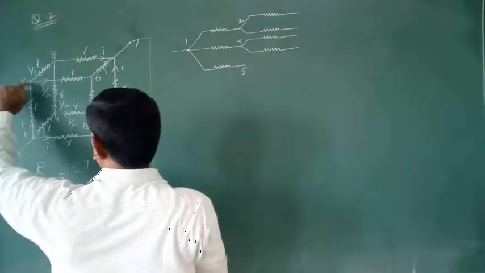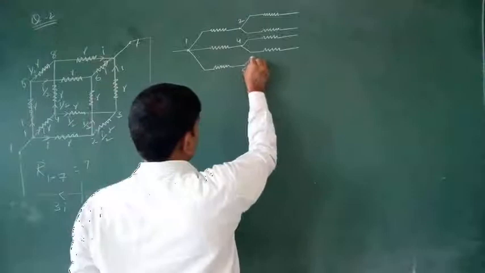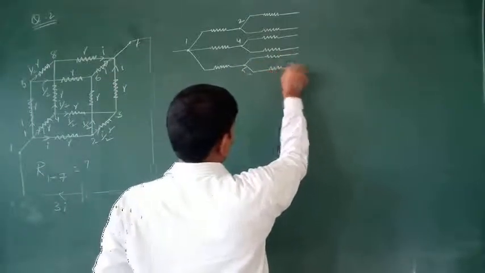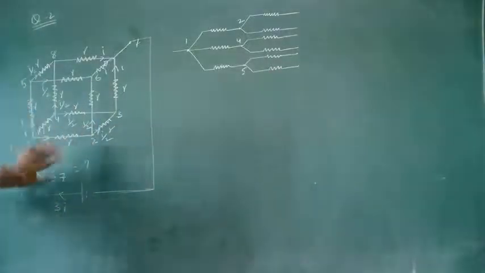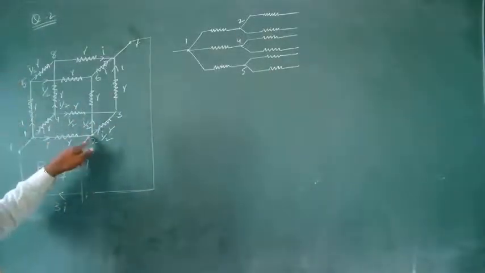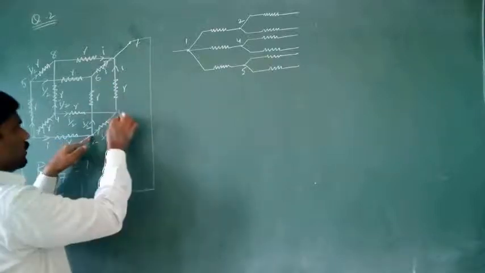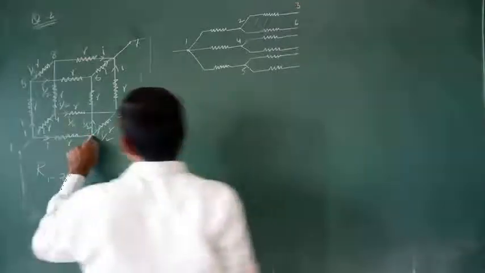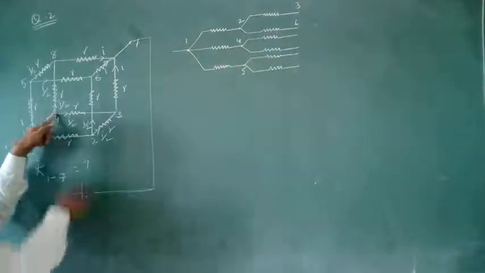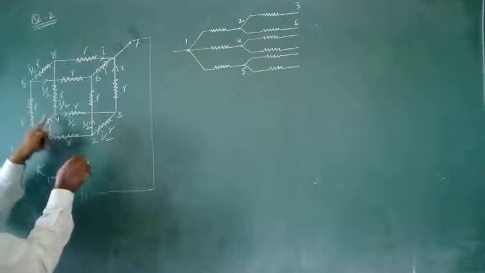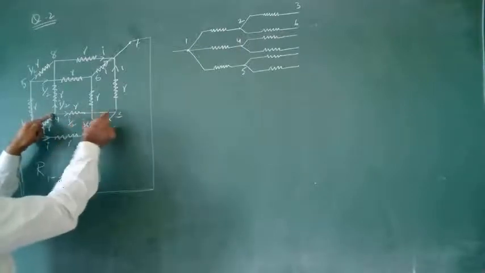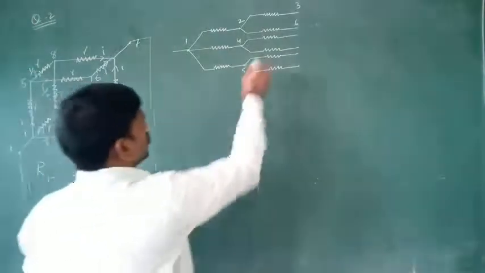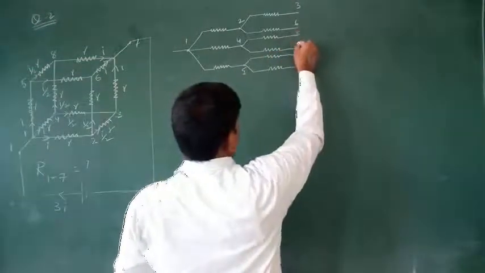Next, from 5 also 2 resistors are connected. So observe here, from 2 onwards, 2 resistors are connected to 3 and 6. This is the 3 and 6. Next one, from 4 onwards that is connected to 3 and 8. This is the 3 and 8.